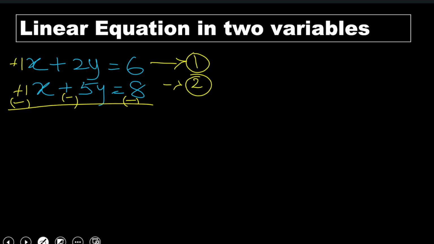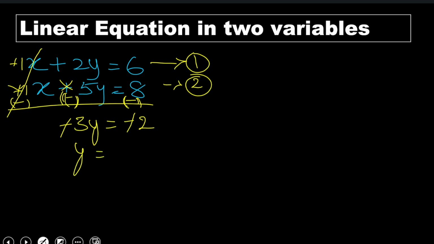Plus x. Now you should not check these symbols. जो डाउन में हमने डाले हैं वो symbols को check करना चाहिए. Plus x minus x will get cancelled. Plus 2 minus 5 minus 3y is equals to plus 6 minus 8 is minus 2. Minus minus will get cancelled. Y is equals to 2 divided by 3.